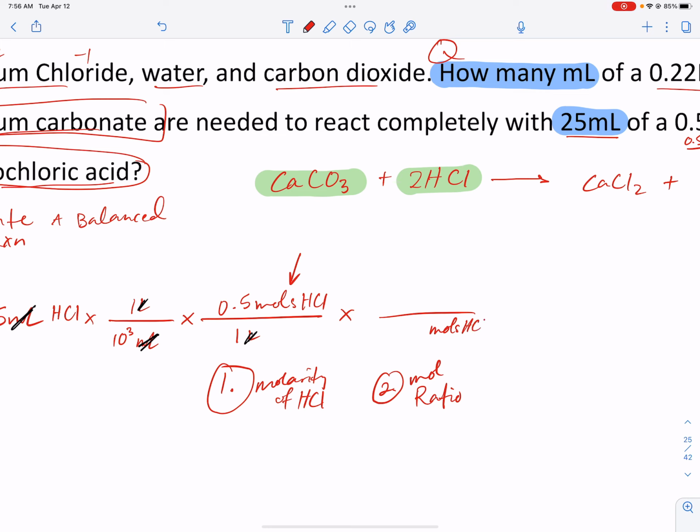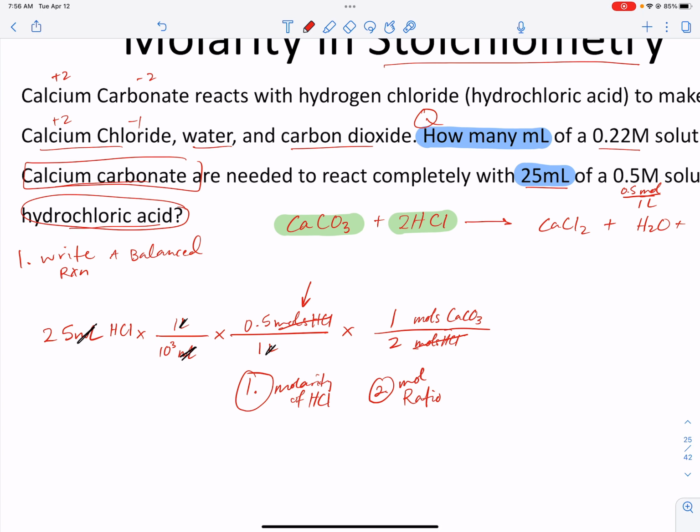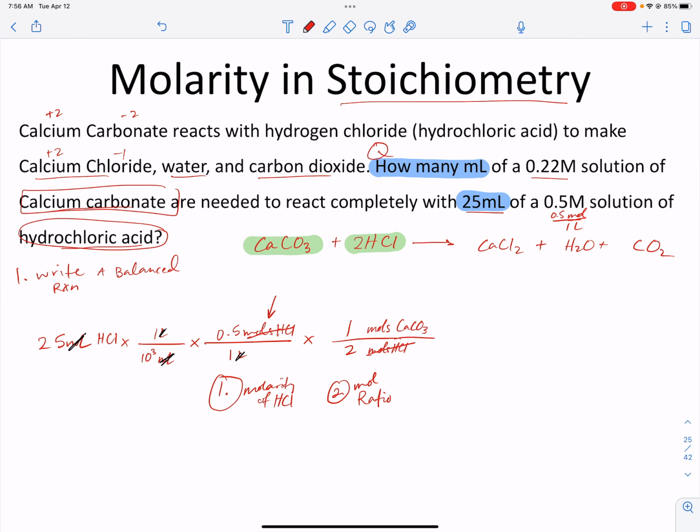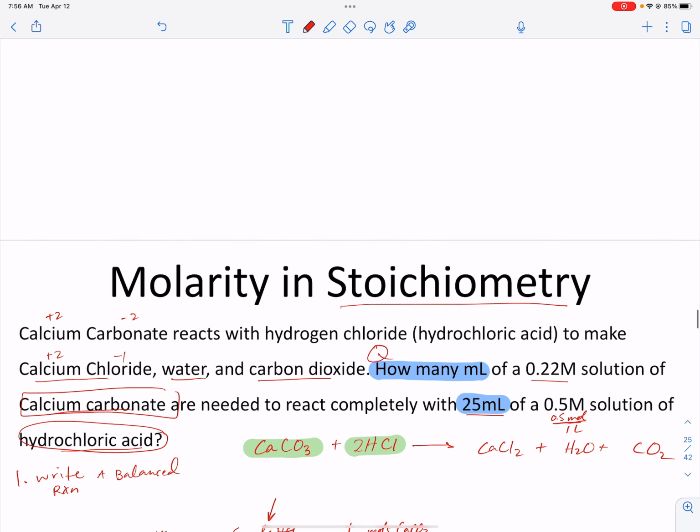So I want to put the moles of HCl part on the bottom in my mole ratio. And I want to put moles of calcium carbonate on top so that we cancel the right thing. And that is a 2-to-1 ratio. So I'm going to plug in my mole ratio there. So moles of HCl cancel. That was step 2. Step 3, if we go back to the diagram, what was step 3?